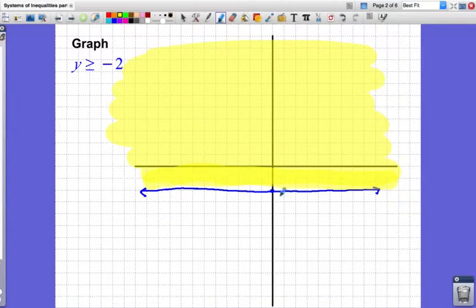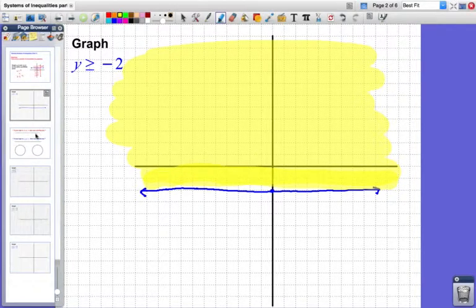I have my line for what y equals -2 would be. But then because y is greater than -2, everything above that line is going to be part of my solution, because all of these values are greater than -2.